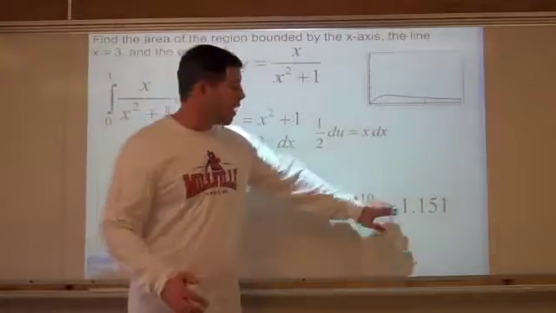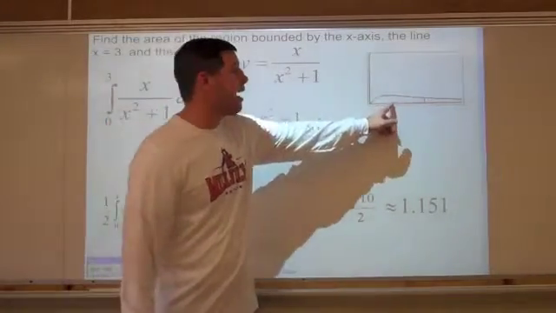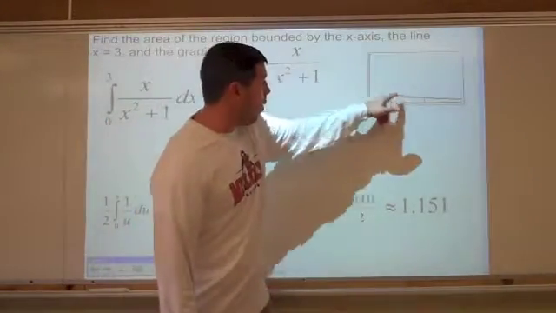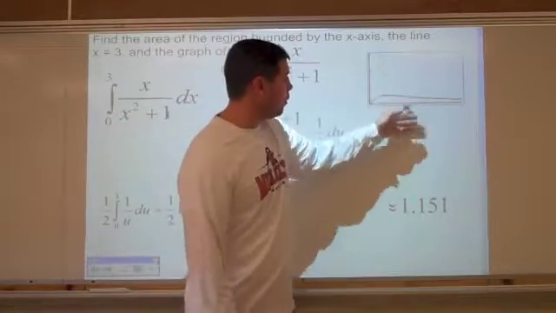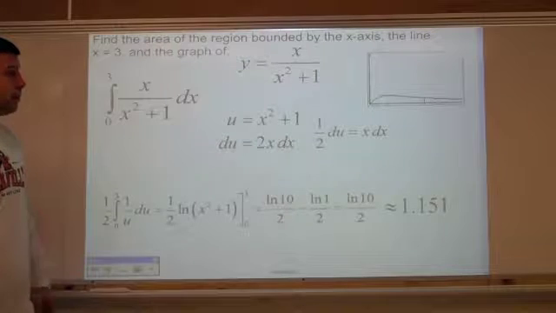If they ask you for a decimal approximation, you have to do that: 1.151, which looks pretty accurate here. This is well below 1 the whole way over, 3 wide, so 1.5 sounds about right.